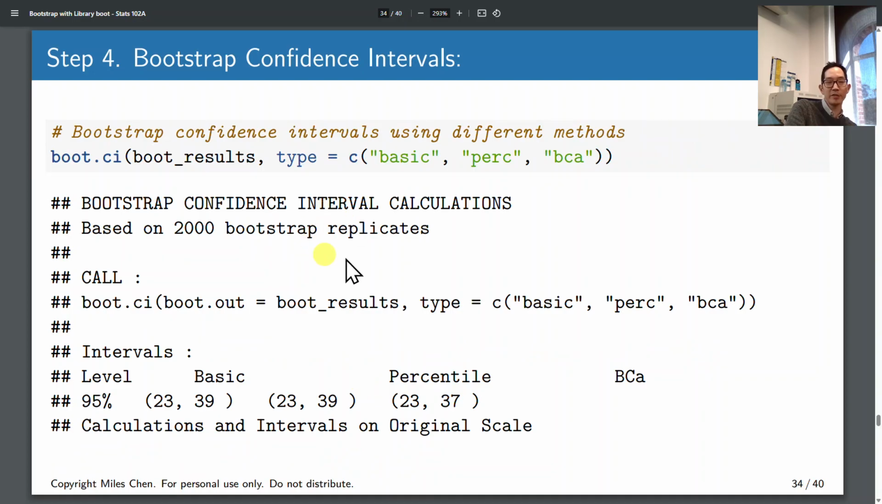I can say, all right, give me the confidence intervals. So here I say boot.ci, and I want the basic, percentile, and BCA intervals. The text got misaligned here, but my basic interval goes from 23 to 39. My percentile interval goes from 23 to 39. And my BCA interval goes from 23 to 37, okay? So that's the bootstrap confidence interval there.